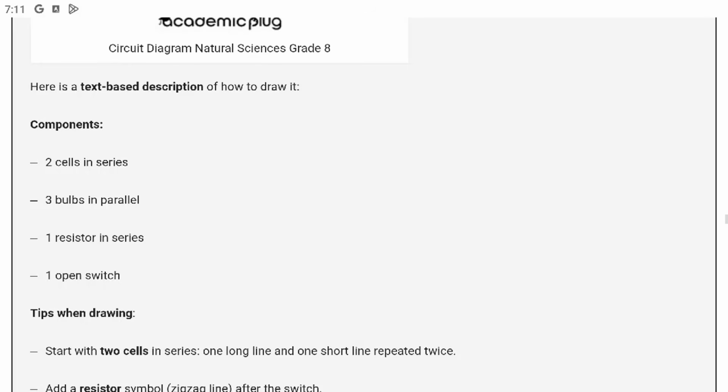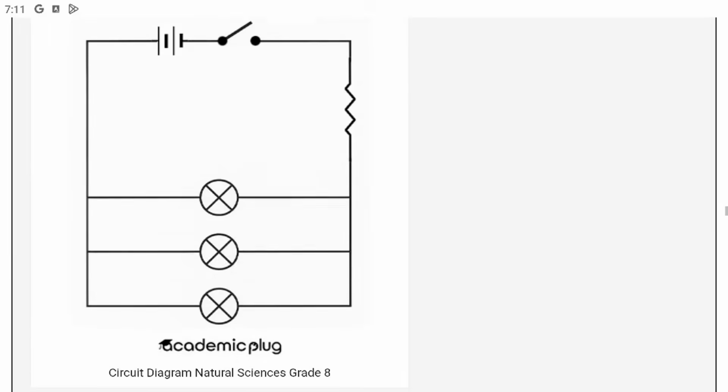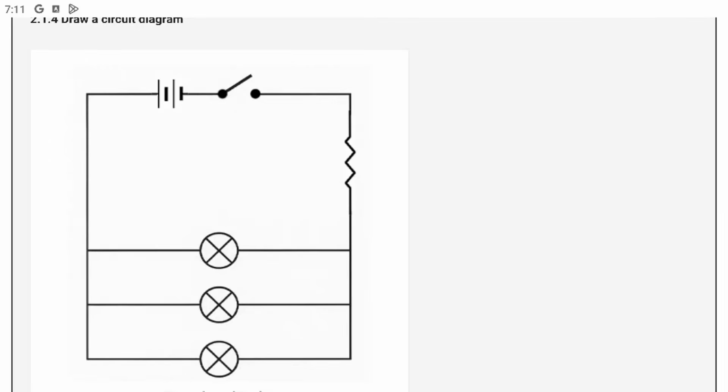and one open switch, right? Which basically means it is off because it's not connected to the other point, which allows electricity to flow.